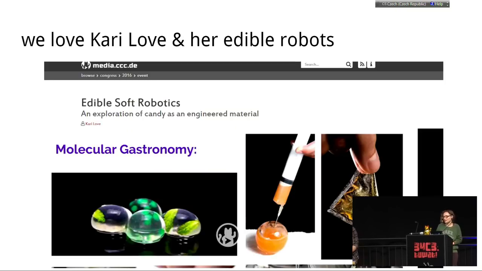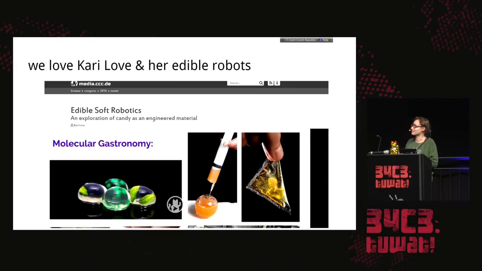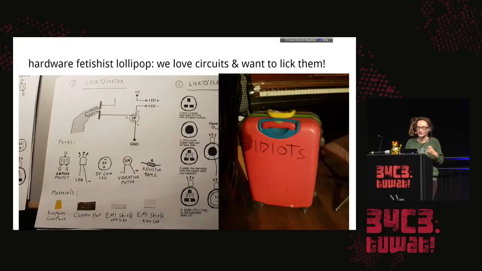So what I think it is, it is a continuation of an experiment that we were told happened here last year. We really like these edible soft robotics experiments that Carrie loved, so it's a bit in that way. And this is something I need some help from your side. I think it's basically hardware fetishist lollipops. It's something about we love circuits and we want to lick them.